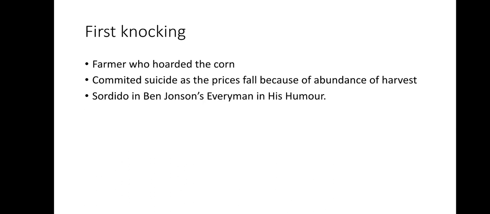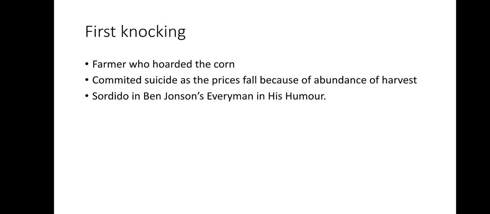In the scene we can see there are three knockings, and after each knocking, the gatekeeper, the Porter, was thinking of some person. So let us see what he was thinking. After hearing the first knocking, the Porter imagines who is knocking. He imagines it to be a farmer who hoarded corn to make money out of scarcity in the land, but later hanged himself, committing suicide on finding that the harvest was so abundant that the prices of the hoarded corn fell.